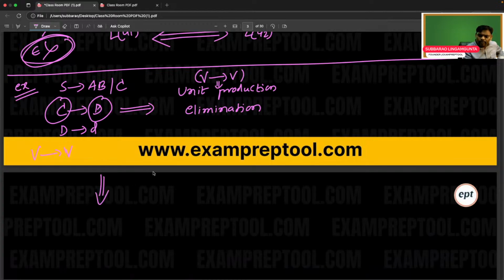S goes to AB. Is it a unit production? No. A single variable generating a single variable is called a unit production.